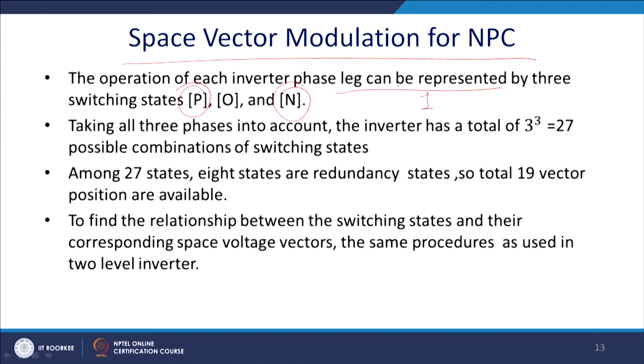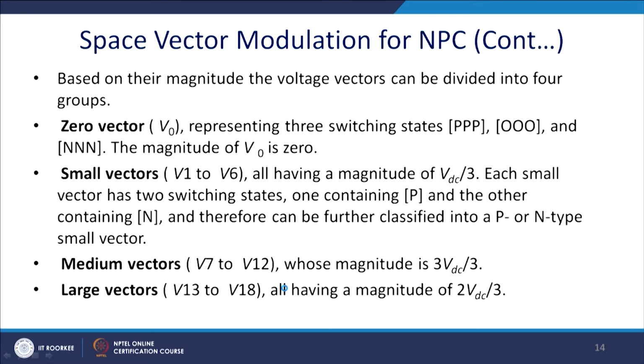The operation of each inverter leg can be represented by 3 switching states, that is P, O, N. Taking all these phases into account, the inverter has a total of 3 to the power 3, that is 27 states, possible combinations of switching states. Among the 27 switching states, 8 states are redundant. So, a total of 19 vectors are possible. To find the relationship between these switching states and their corresponding space voltage vectors, the same procedure is used as for the 2 level inverter.